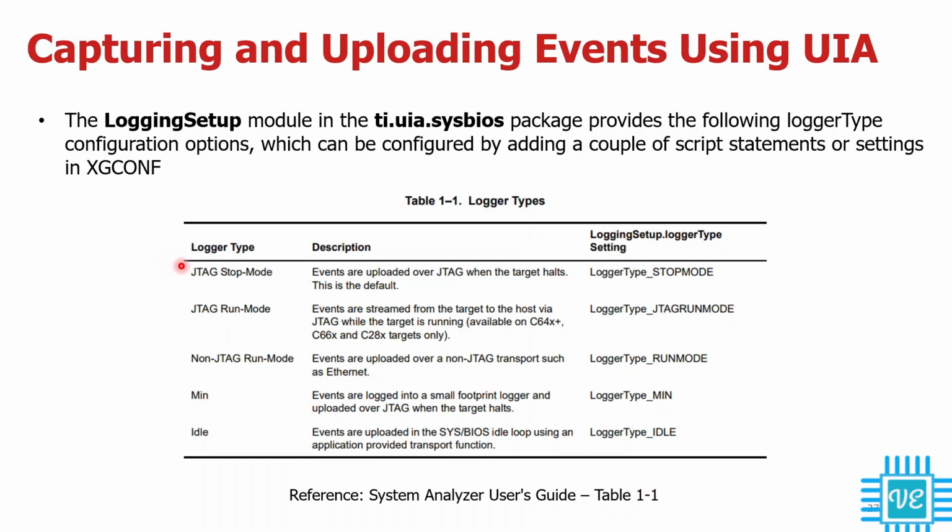Sorry, it is from the System Analyzer documentation, not from the TI-RTOS documentation. So there are different types of logger types we have. First, JTAG stop mode. Here events are uploaded over the JTAG and the target halts. So this is basically stop mode, stop and execute mode.